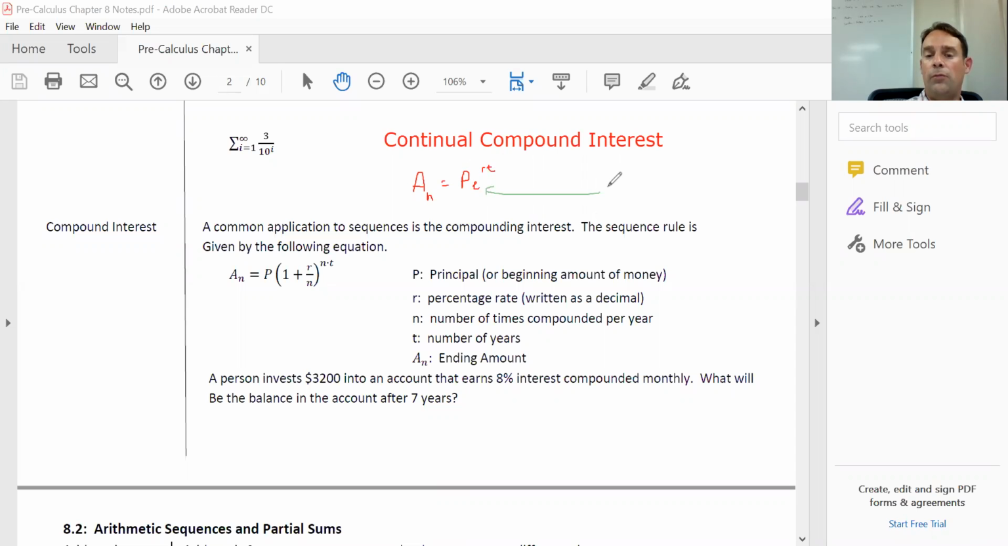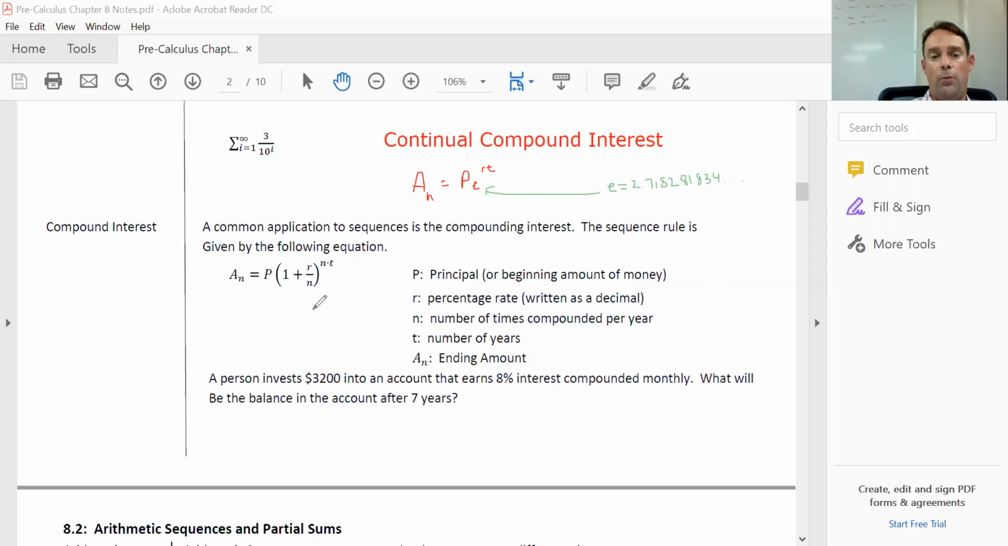Where e is actually this number 2.718281828, dot, dot, dot. It's that whole Euler number thing. It's one of our 5 fundamental numbers. Now, we're not going to necessarily get into that, but realize that could potentially be there a little bit. Okay, so that's another type of compound interest. We're just not going to deal with that one.